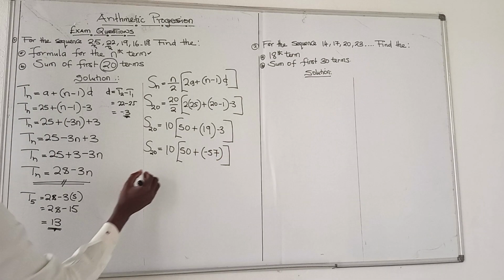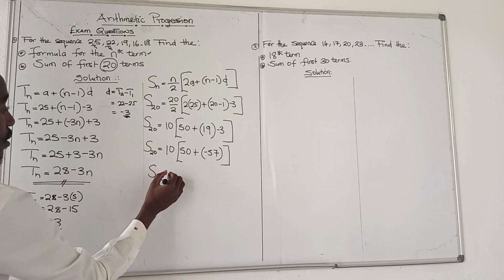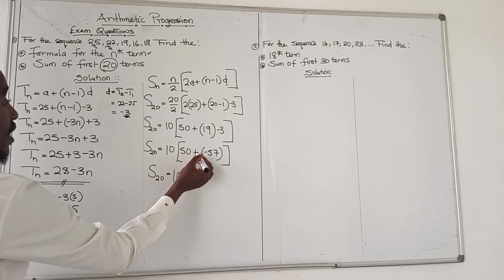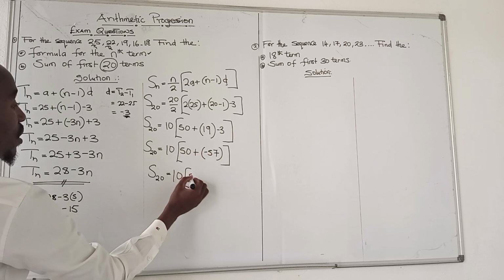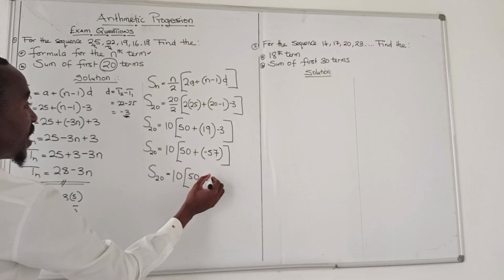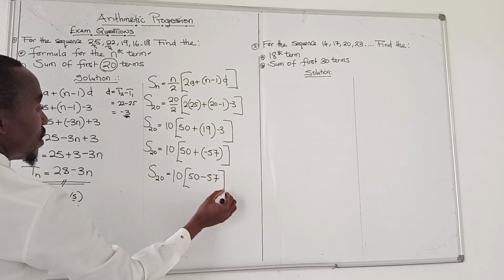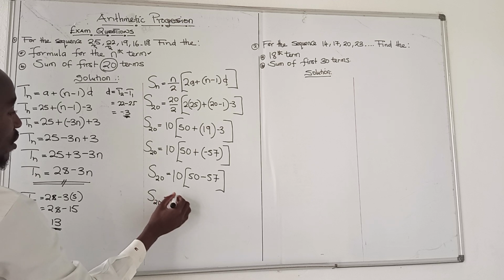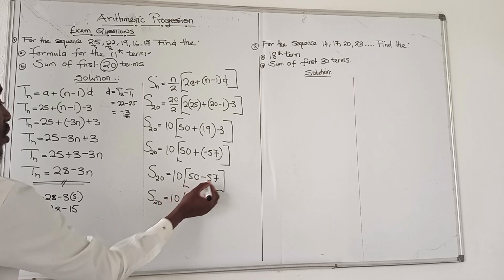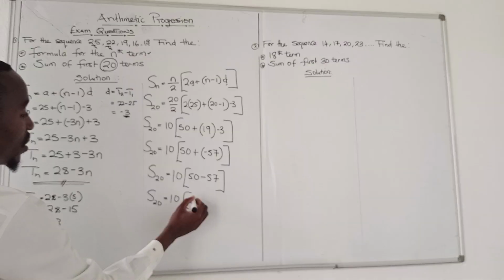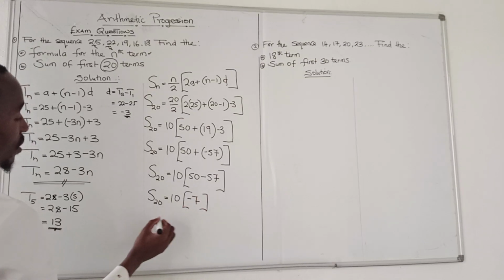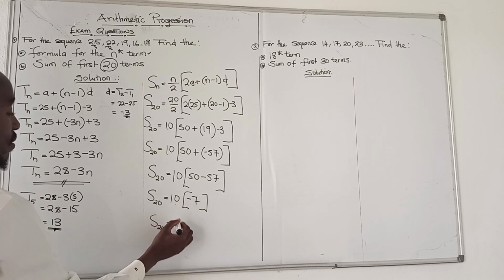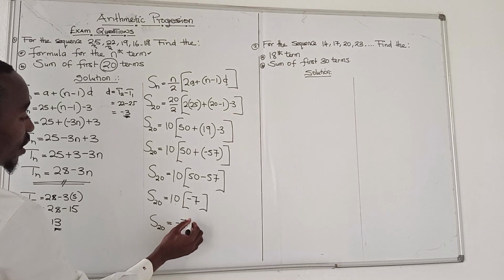Like that, negative 57. Negative times the positive here, it will give us what? It will give us a negative 57. So the sum of the first 20 terms will be equal to 10 in brackets, from 52 we take away 57, we're going to remain with negative 7. So the sum of the first 20 terms will be equal to 10 times negative 7 to give us negative 70.